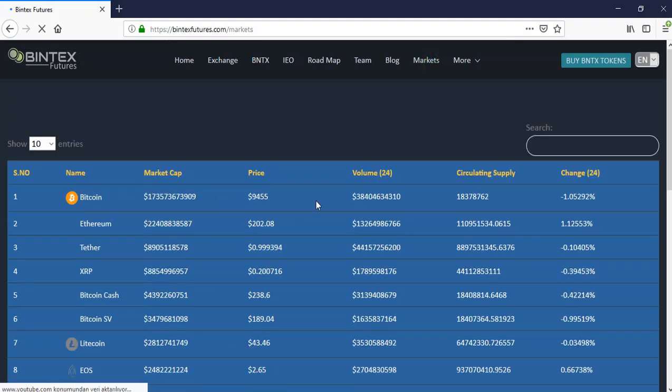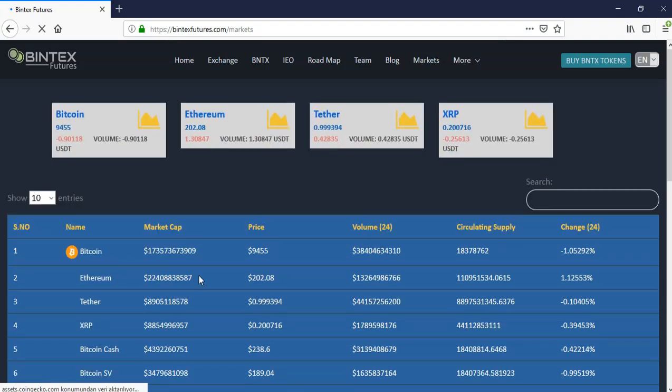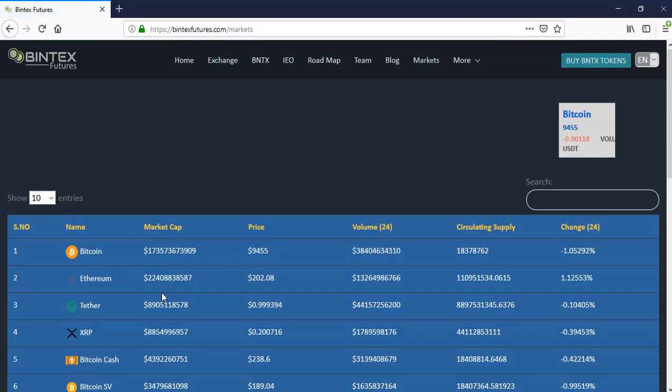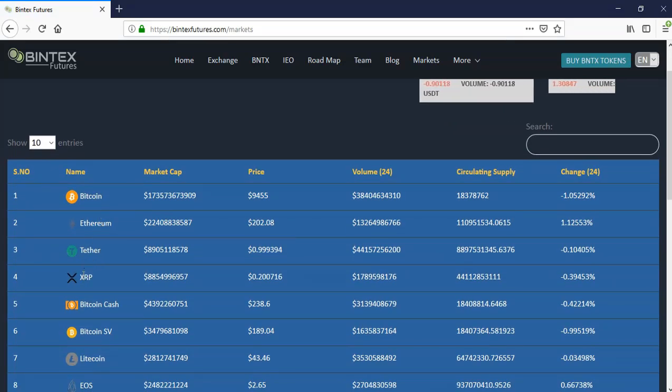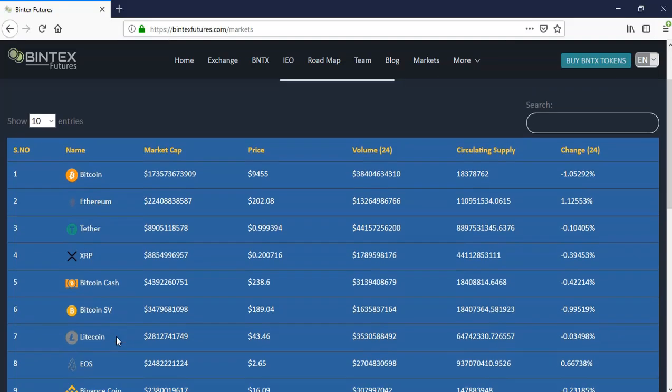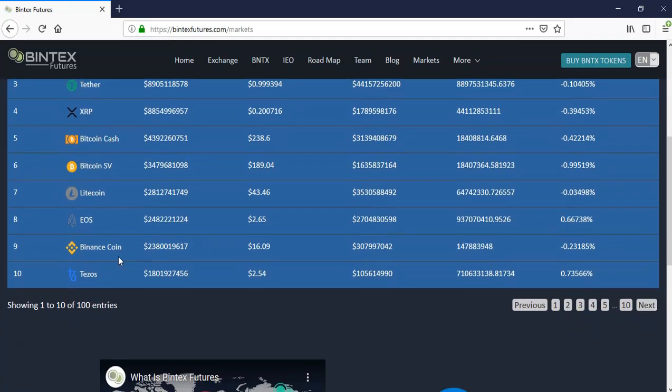Among these cryptocurrencies is Bitcoin, the leader of the cryptocurrency world. Bitcoin, Ethereum, Tether, Bitcoin Cash, Bitcoin SV, Litecoin, EOS, Binance Coin, Tezos, and other coins in the markets.